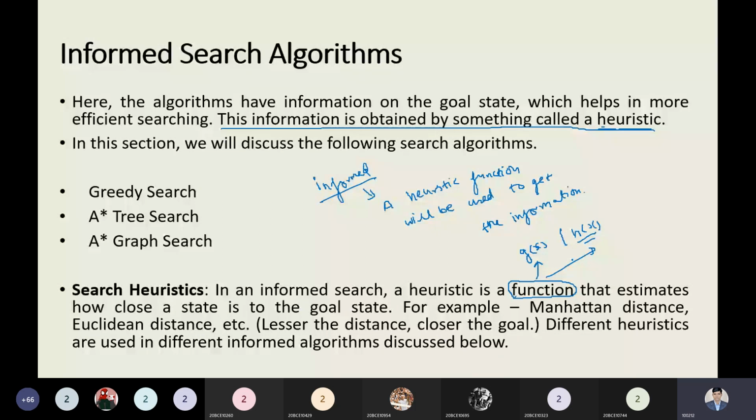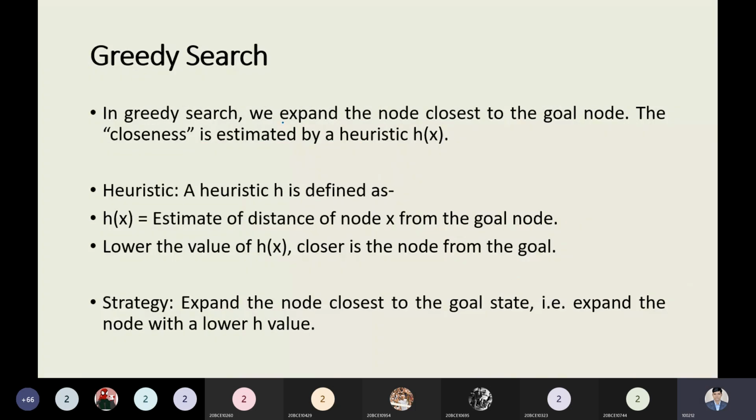So let us start this point right now. Greedy search. Greedy search is the first searching algorithm inside informed search, which is also known as heuristic search. In the greedy search, we expand the node closest to the goal node, and the closeness is estimated by the heuristic.